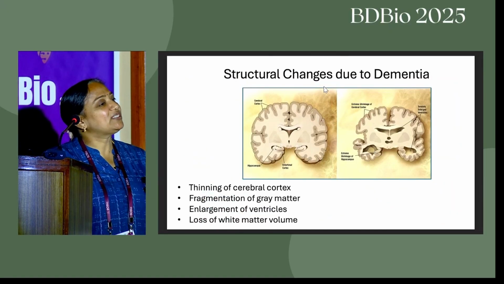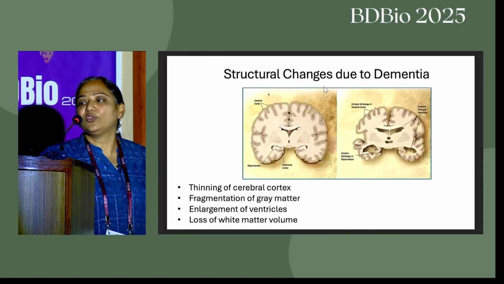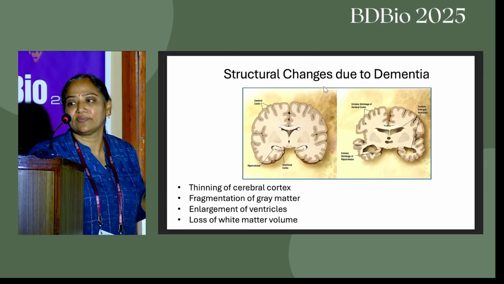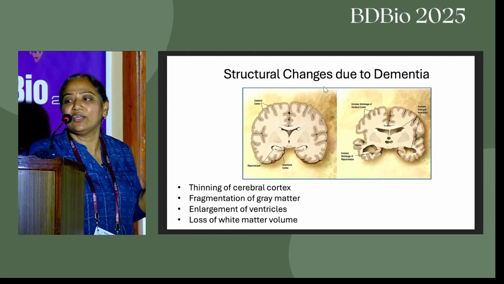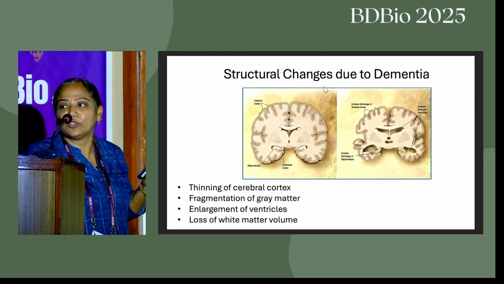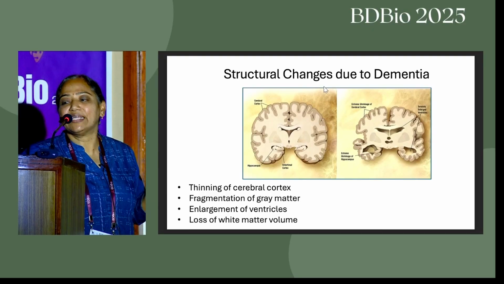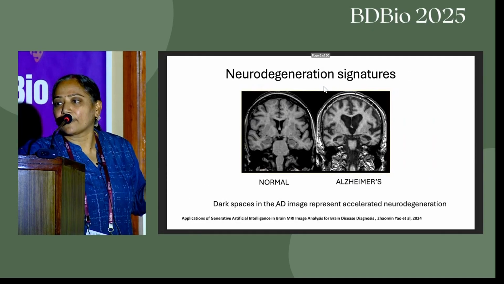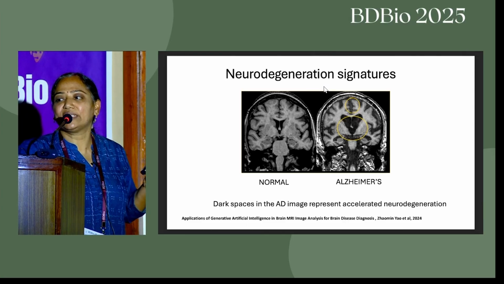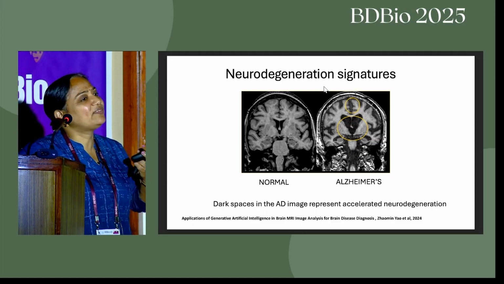Now, dementia causes lots of changes. Structural changes are very apparent. What you see on the left is a normal brain. What you see on the right is a demented one. You see all of these. There's thinning of cerebral cortex. There's fragmentation of gray matter, enlargement of ventricles. These are like textbook symptoms. Loss of white matter volume. All of these are clearly visible on MR images. You see this enlargement of ventricles. There's widening of sulcus. So the difference is apparent.